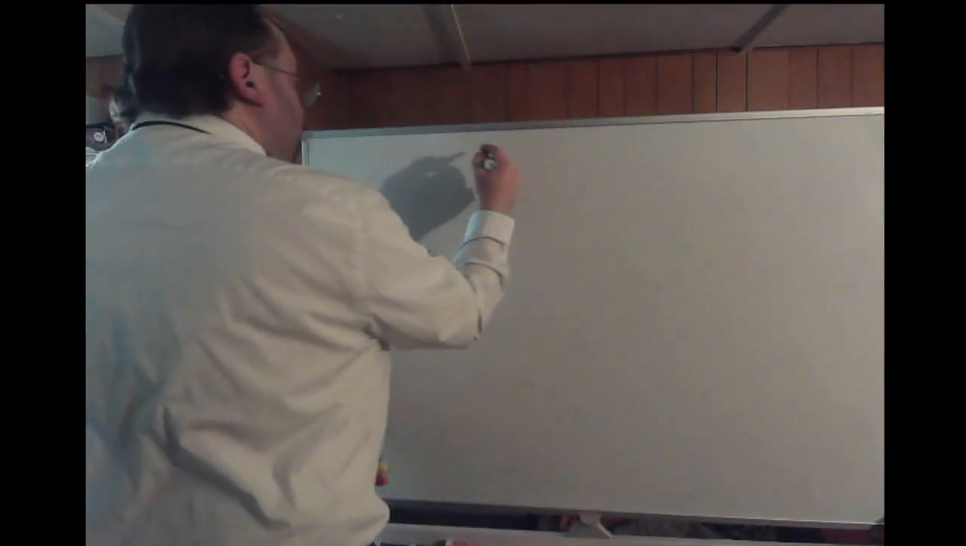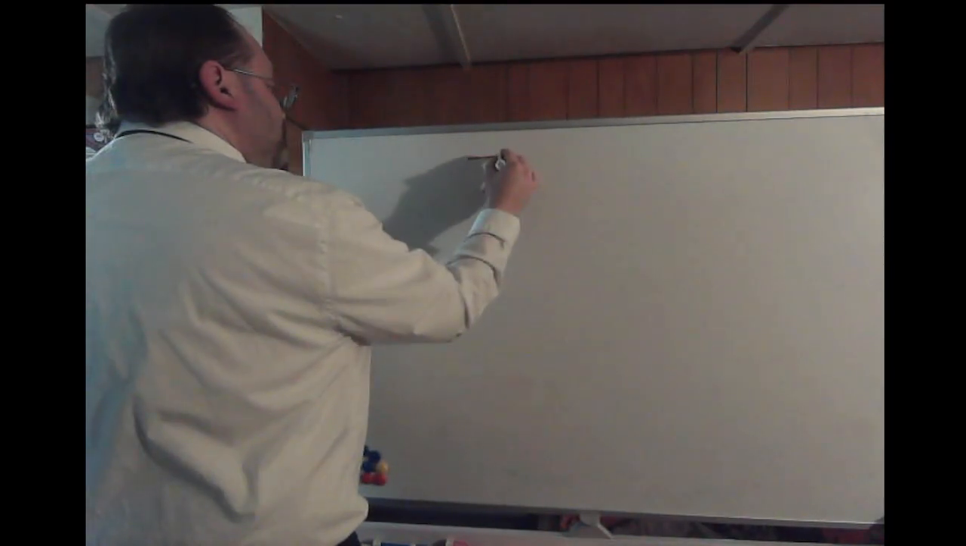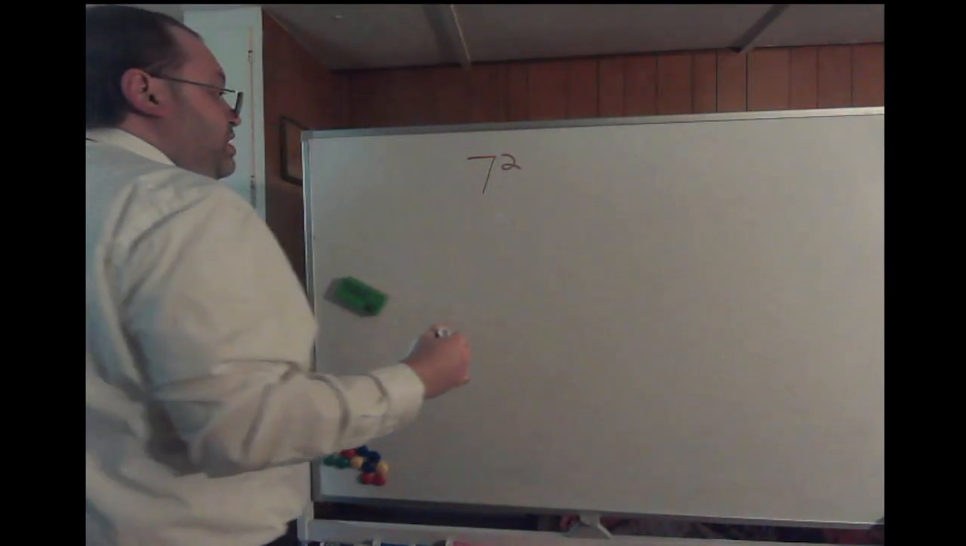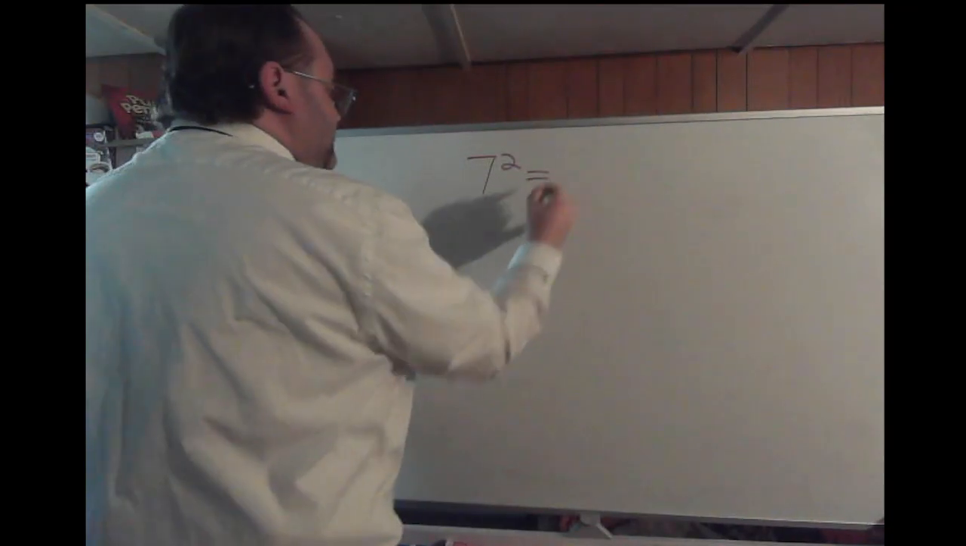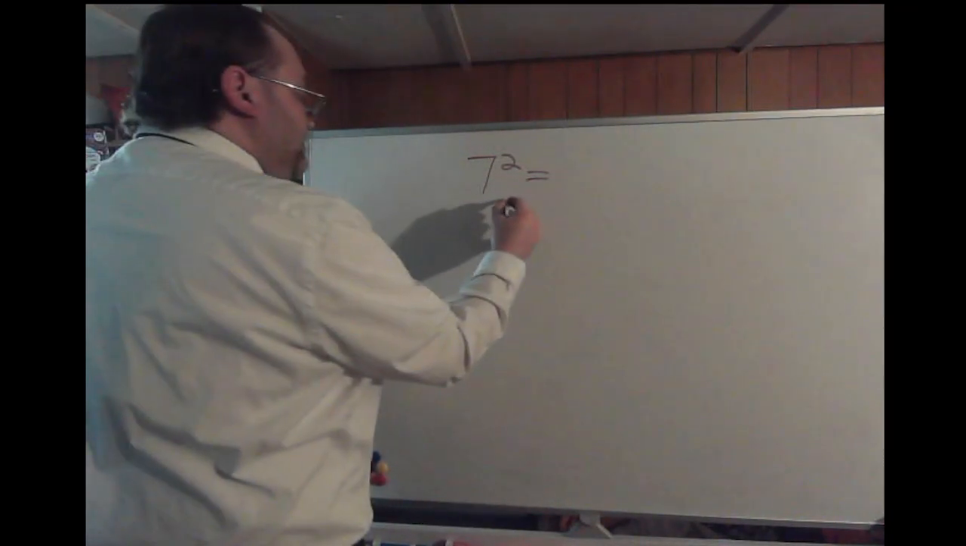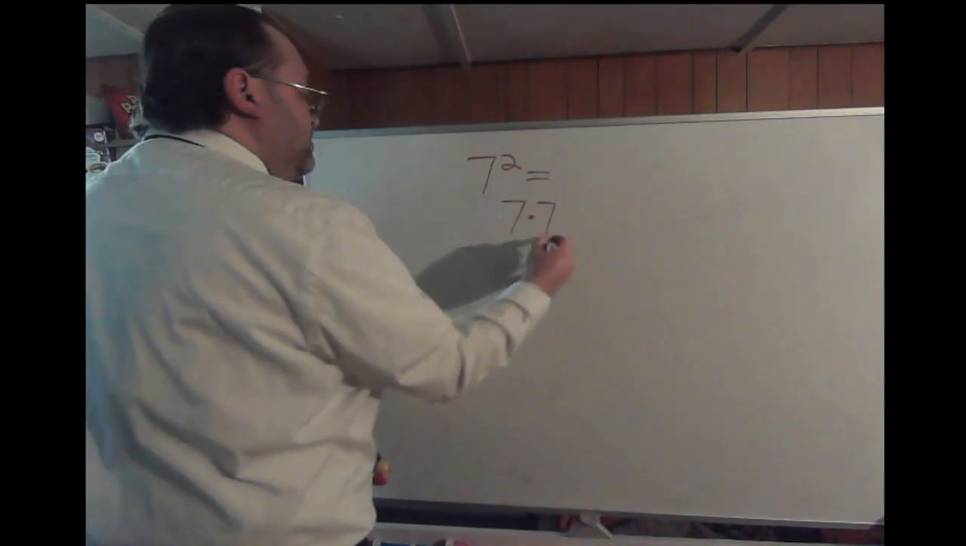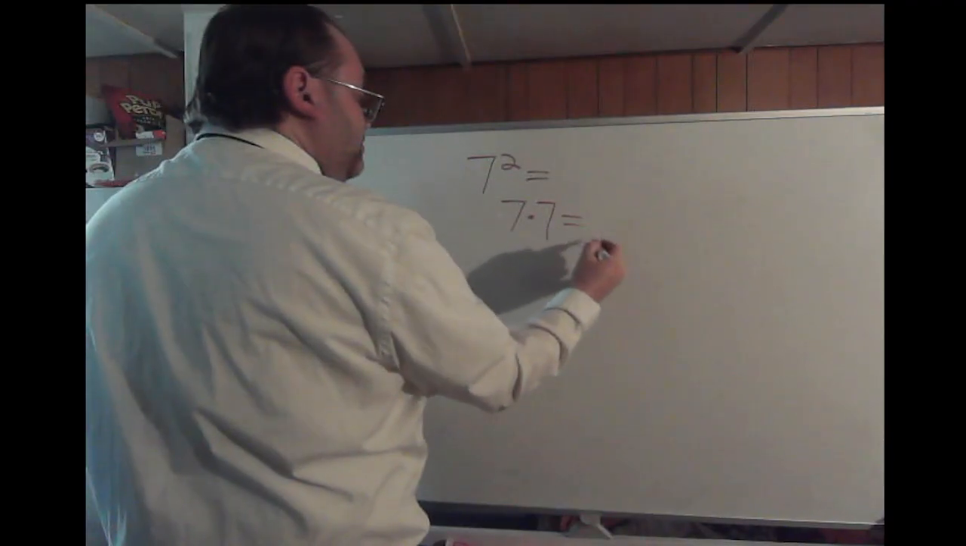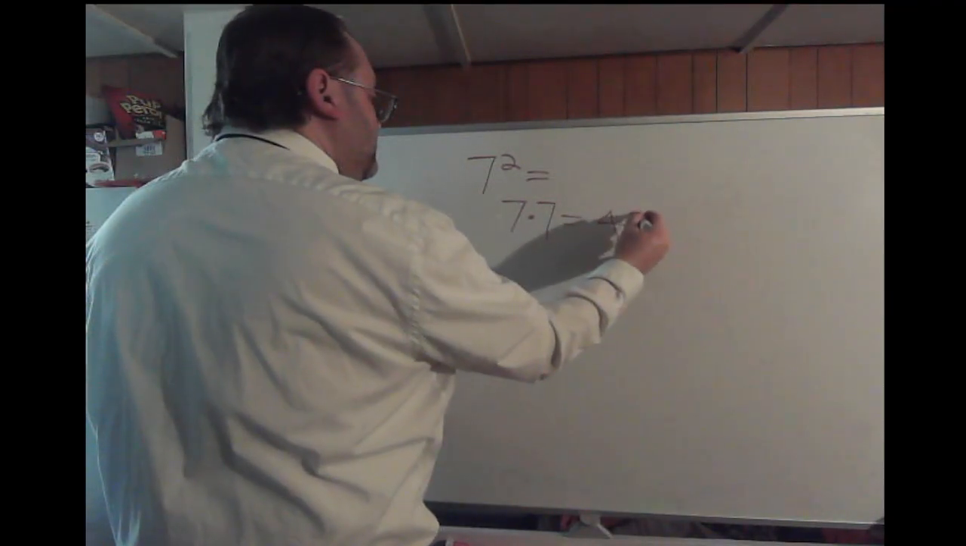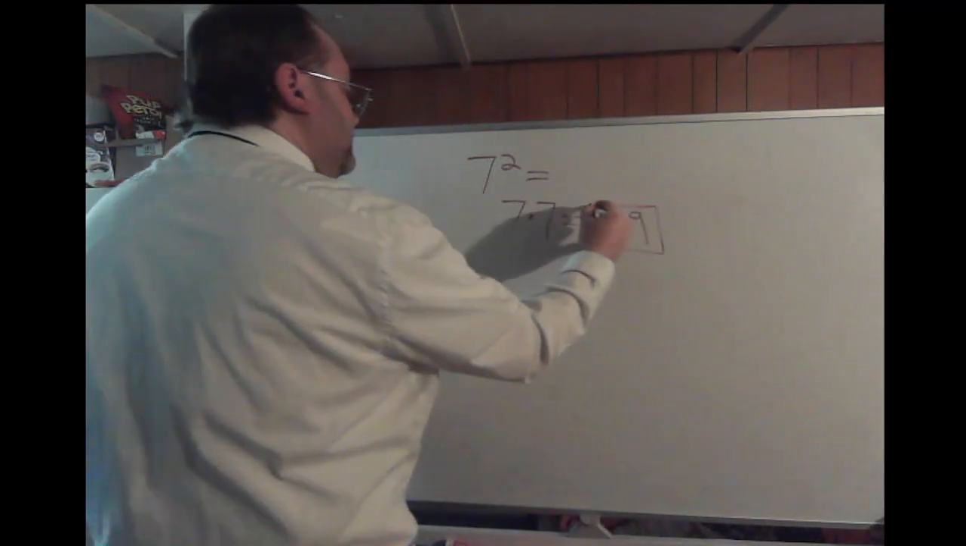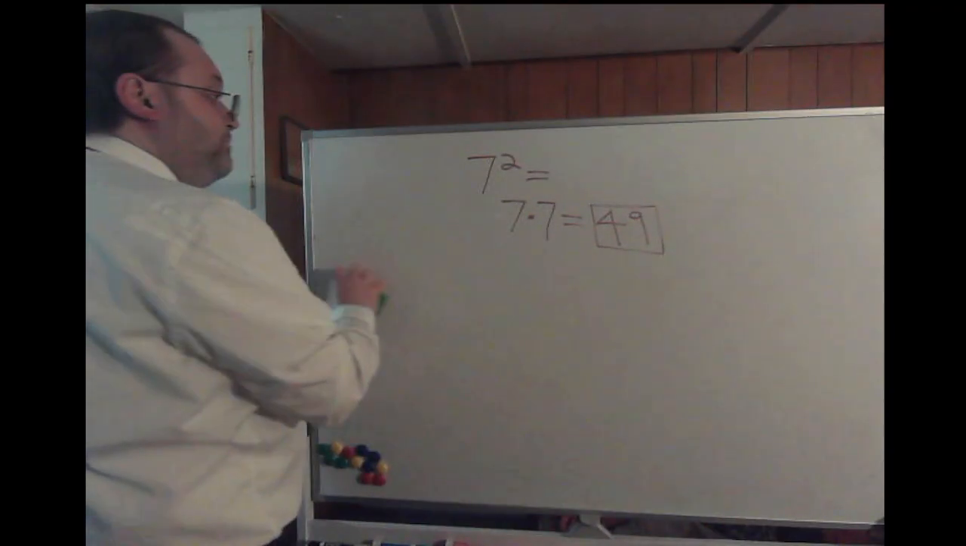Alright, let's shift gears a little bit here. Let's say we have 7 to the second power. You can use your calculator for this. 7 to the second power is the same as 7 times 7, which is going to be equal to 49. So 7 to the second power is, in fact, 49.